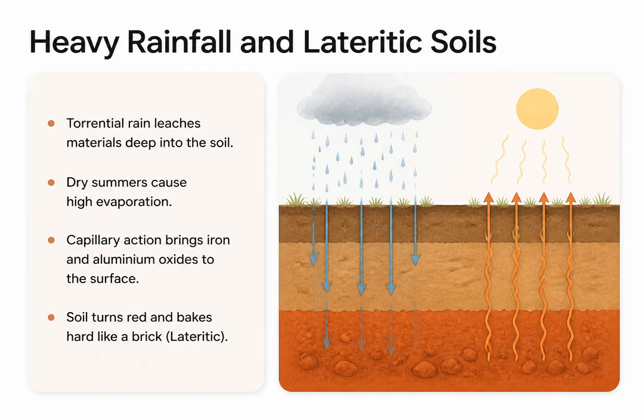What happens in areas with heavy rainfall and high temperatures? During torrential rains, the upper soil is washed and materials are leached down into deeper horizons. Then, during the dry summer, evaporation takes over. Through capillary action, iron and aluminum oxides are drawn back up to the surface, giving the soil a distinct red color. The blazing sun then bakes this topsoil so hard it resembles a brick. In fact, the word lateritic literally means brick.